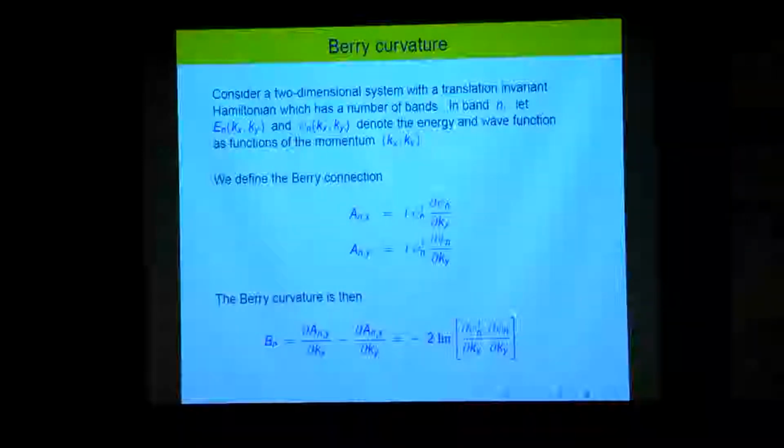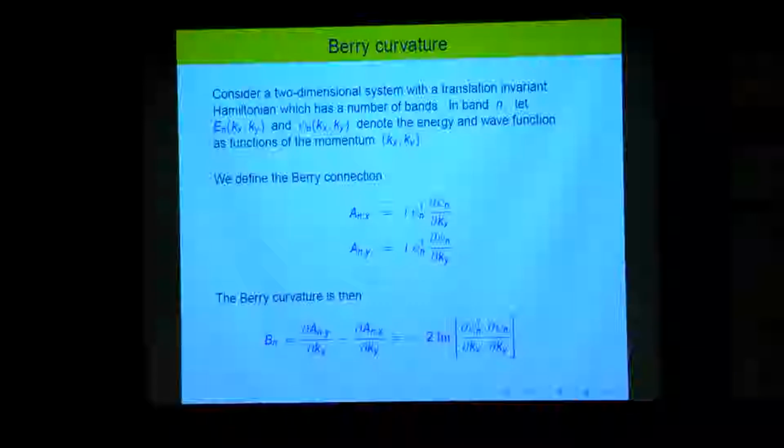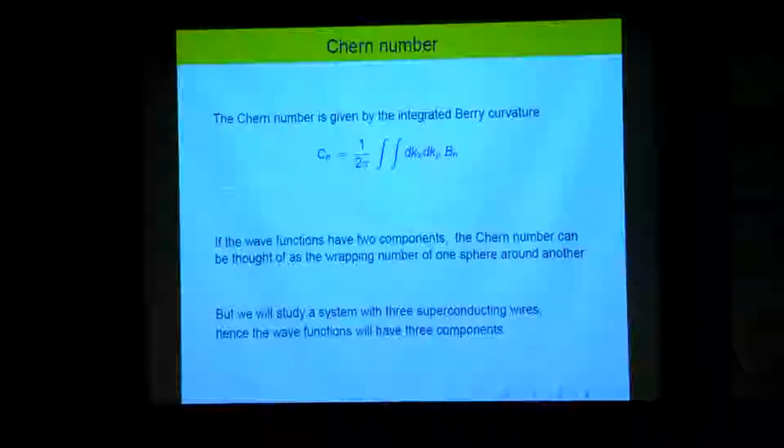It can also be written directly in terms of the wave functions in this way, minus twice the imaginary part of this quantity. So this is called the Berry curvature. Now given the Berry curvature, the next thing you can do is define a Chern number, which you get by integrating the Berry curvature over all values of kx and ky. And you need a 1 over 2 pi just to make this an integer.